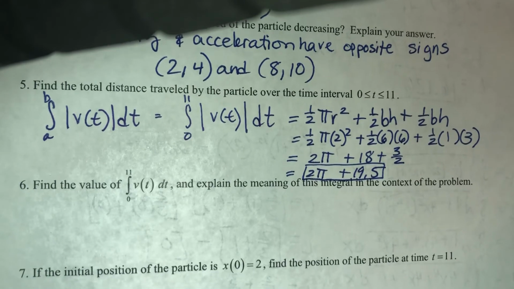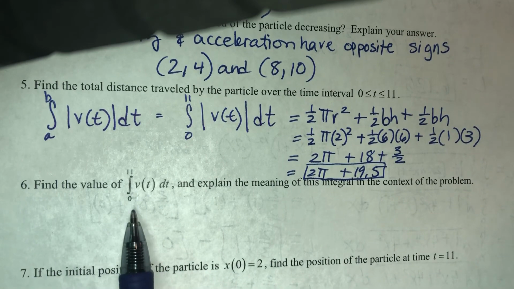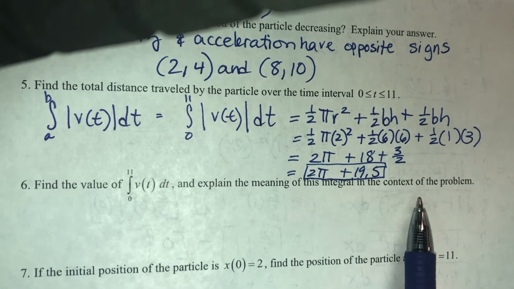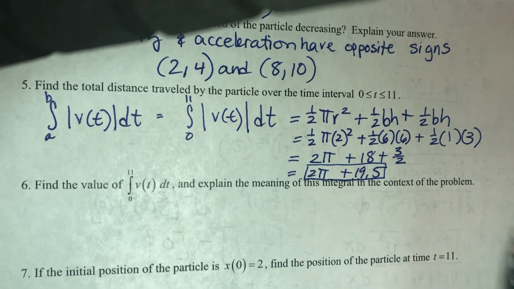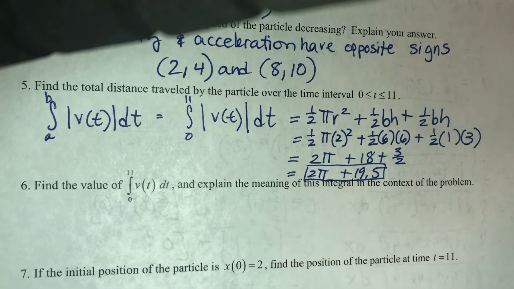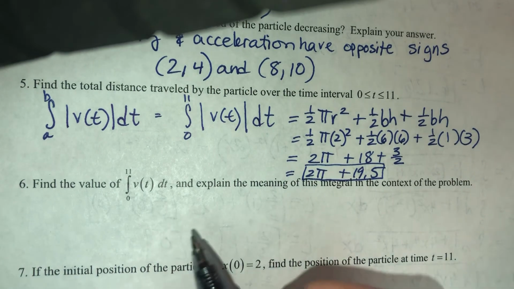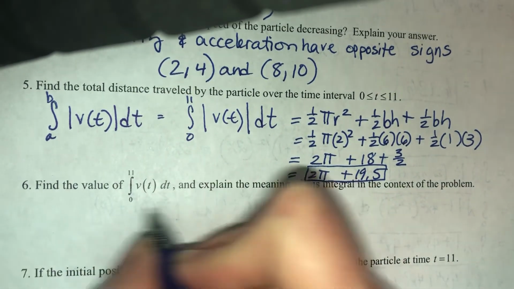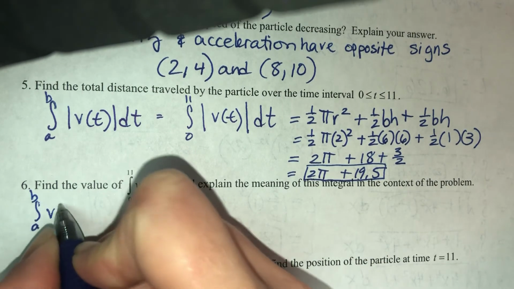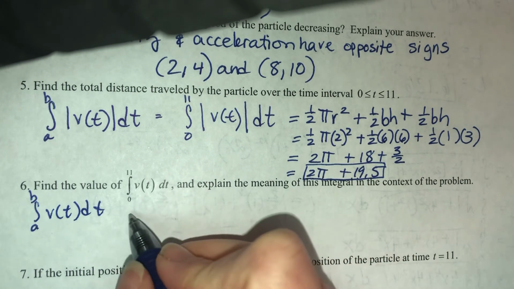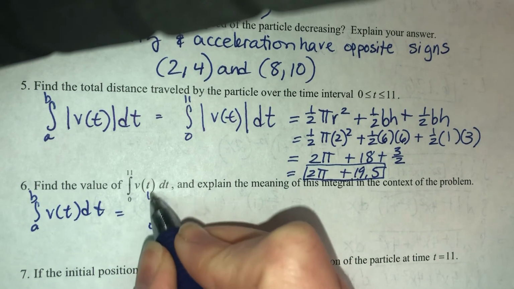Okay, number 6, find the value of the integral from 0 to 11 of v of t and explain the meaning of this integral in the context of the problem. So this is another new note card that we have today. This one is the displacement, okay? So displacement of a particle is the integral from a to b of just v of t dt. And so what is that value? We need to figure it out. So we're doing it from 0 to 11.